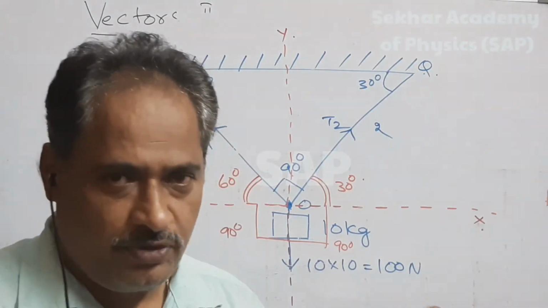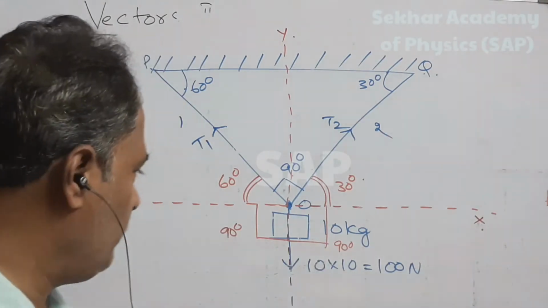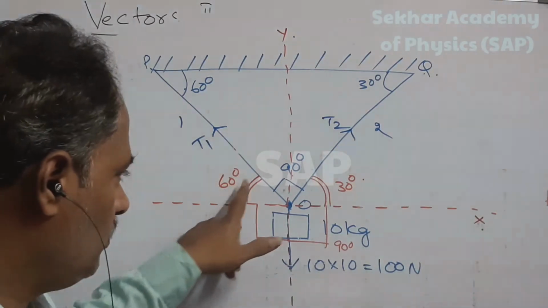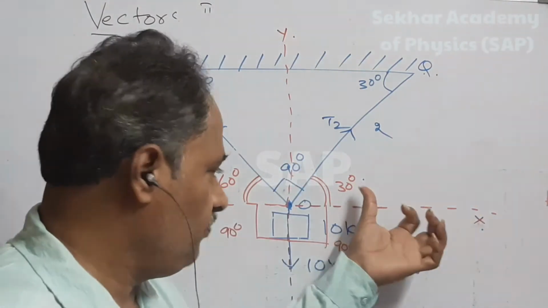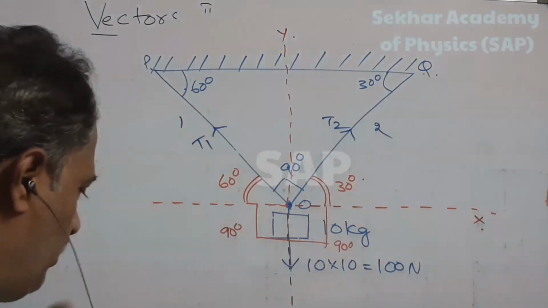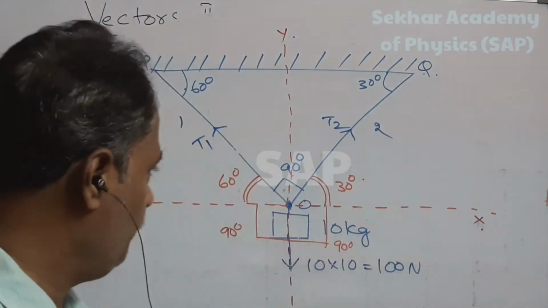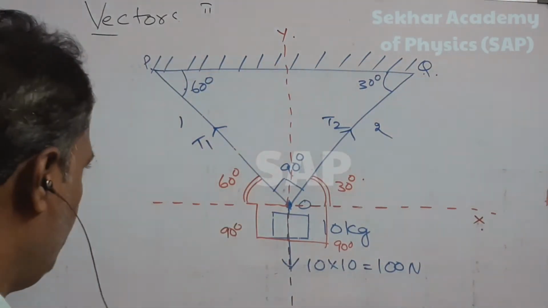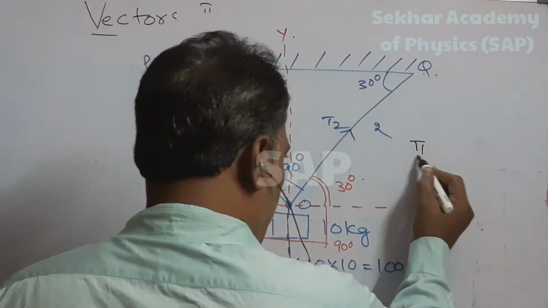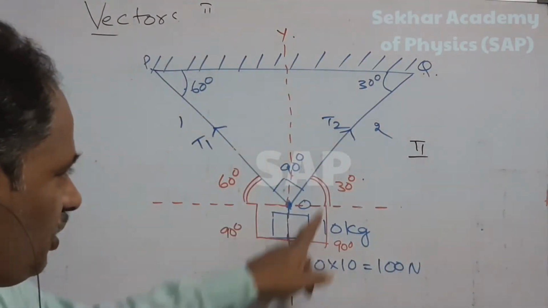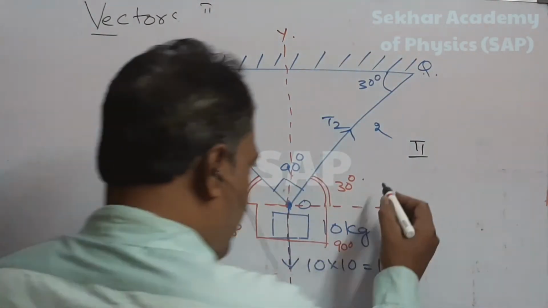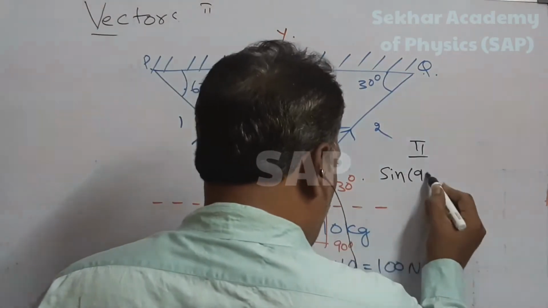While applying Lami's principle, you should calculate the sum of the angles. 90 plus 90, 180. Plus 60, 240. And 240 plus 90, 330. And 30 degrees, 360 degrees. So, here you can apply Lami's principle as we discussed earlier. Let the first force be T1. Hence, I can write T1 by sine of the angle between the other two forces, T2 and 100. This angle is 90, this is 30. Hence, I can write sine of 90 plus 30.